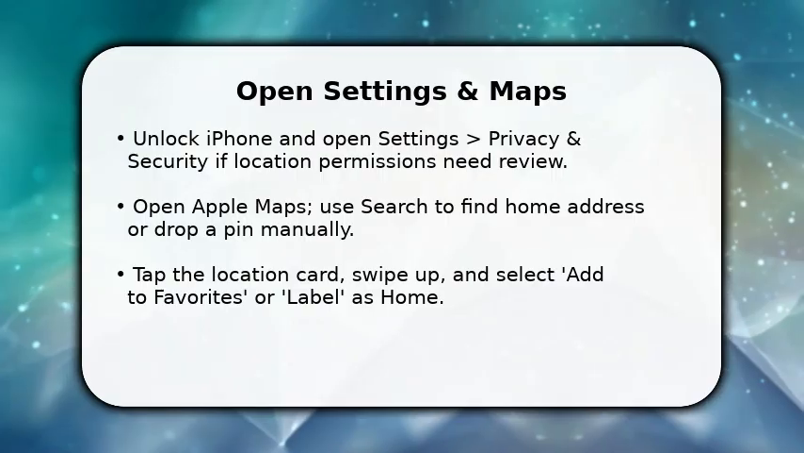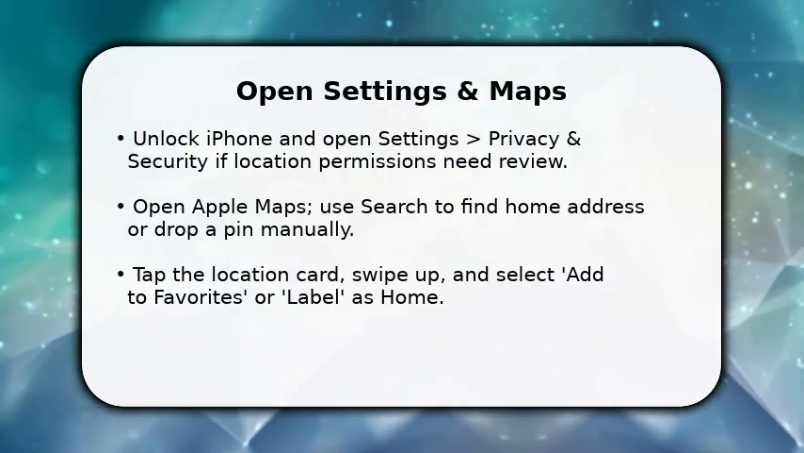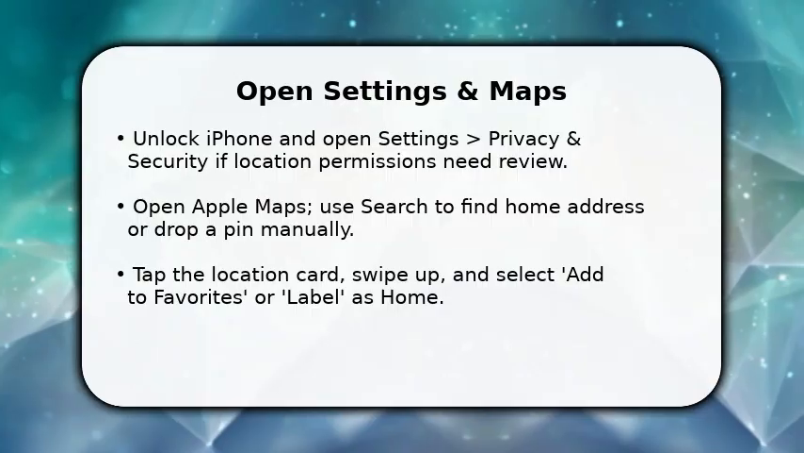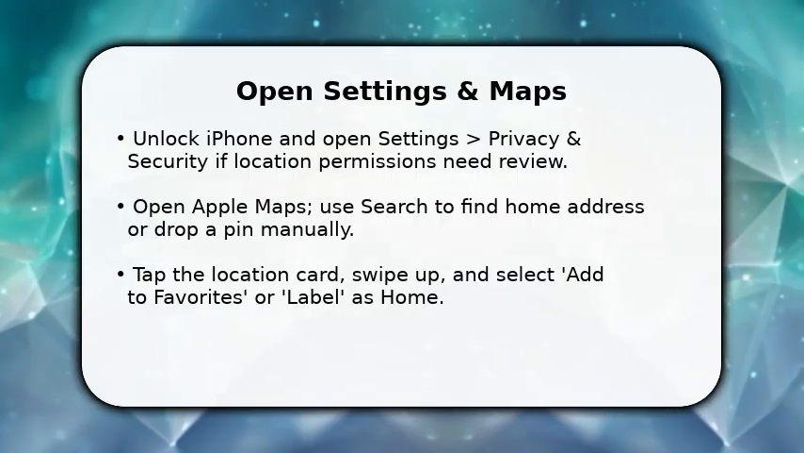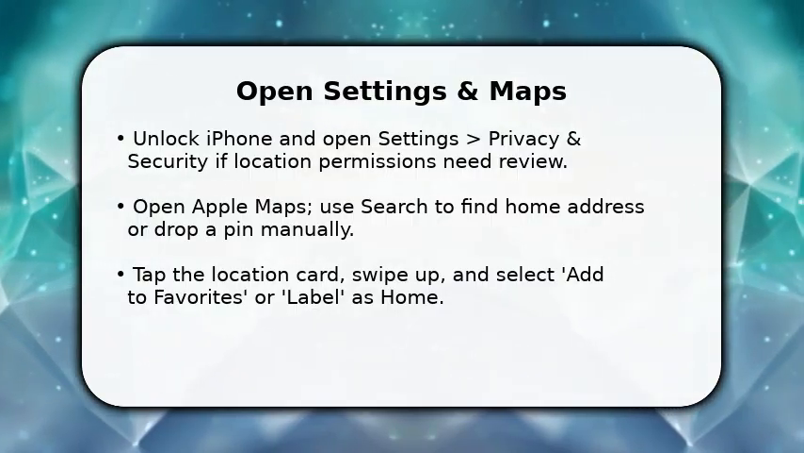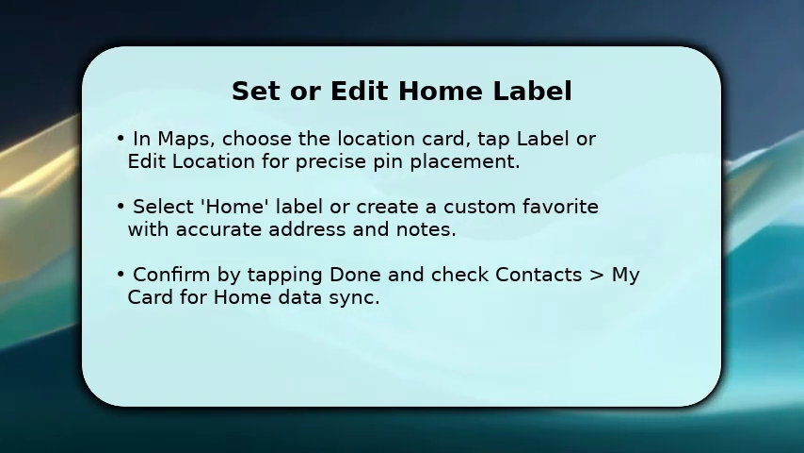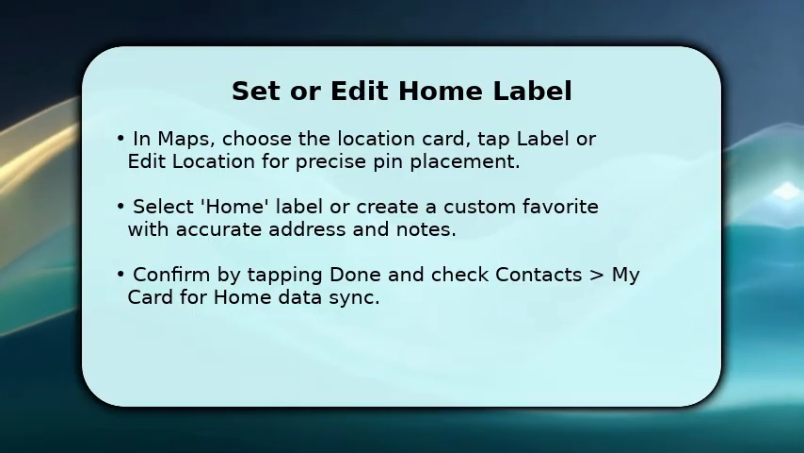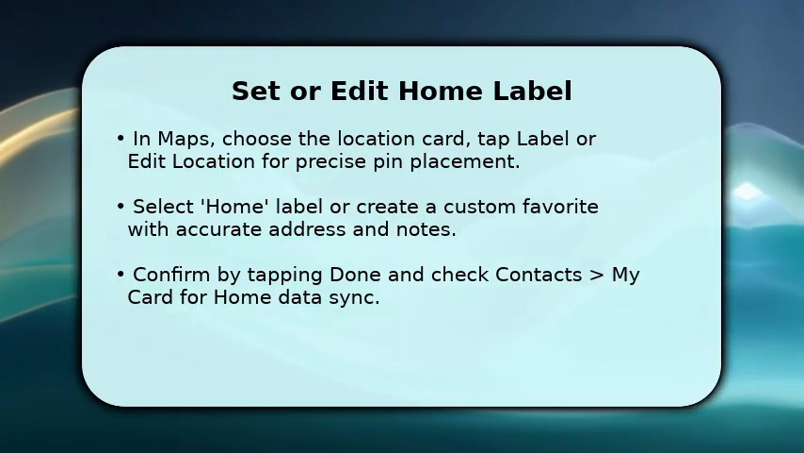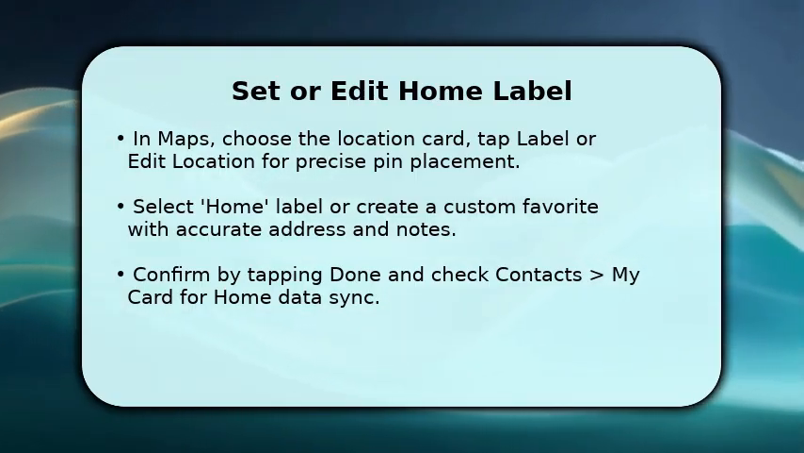Make sure to choose Add to Favorites or Label and pick Home so the system recognizes it across apps and widgets. Now refine the saved address. On the location card, tap Label or Edit Location to nudge the pin for exact placement. Then select Home as the label or create a favorite named Home with any unit or apartment number included.